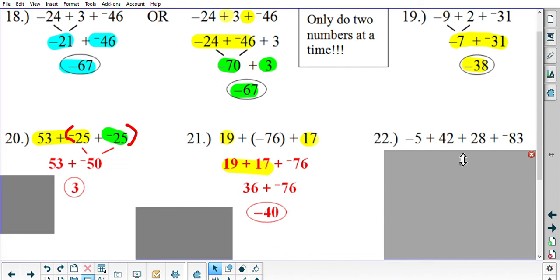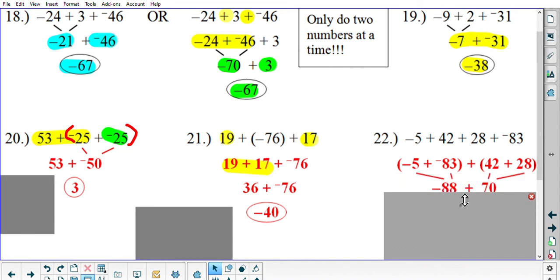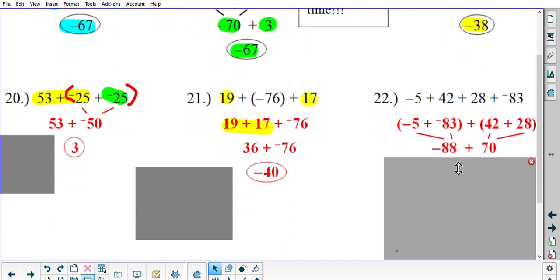All right, number 22. I switched the order and I grouped things together. So I wanted to do the 2 negative numbers together and I wanted to do the 2 positive numbers together. To me, that's the easiest way of doing this, because then you're doing all your adding in the beginning, right? Because when you have same signs, like negative 5 plus negative 83, that would give you negative 88. You add it in your head. We all know 42 plus 28, you add in your head, you get 70. And then at the end, I have a negative plus a positive. I subtract in my head, and I get negative 18.